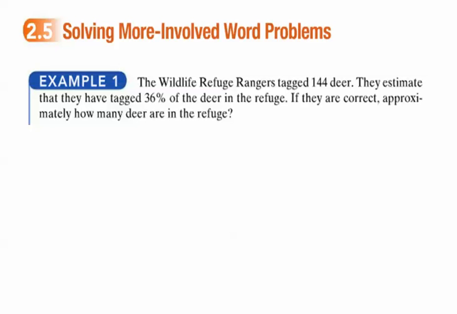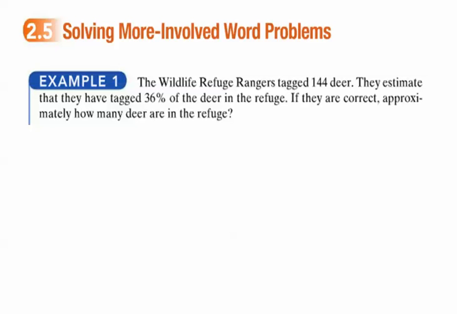Okay, in this video, I'm going to begin to go through some examples of the more involved word problems that are presented in Chapter 2, Section 5. The Wildlife Refuge Rangers tagged 144 deer. They estimated that they have tagged 36% of the deer in the refuge. If they're correct, approximately how many deer are in the refuge?